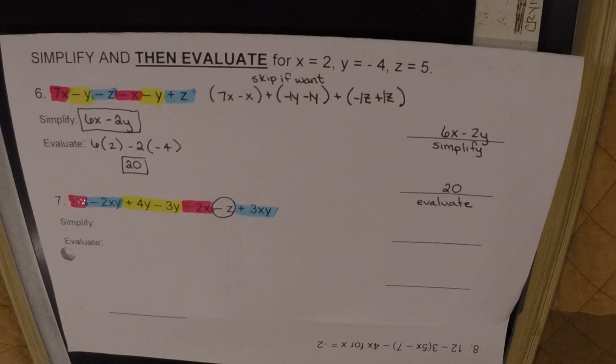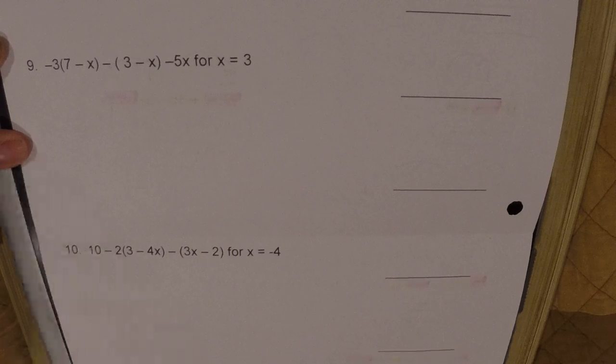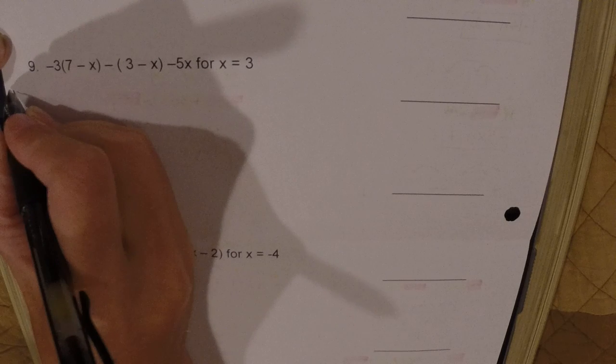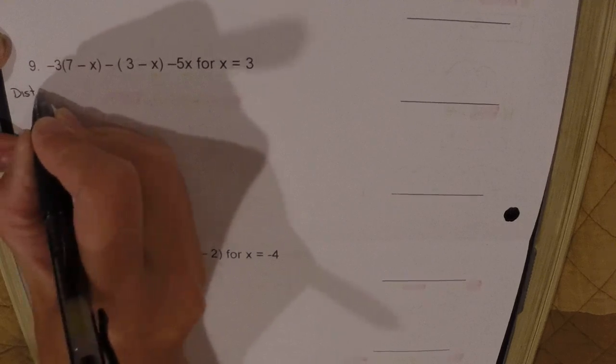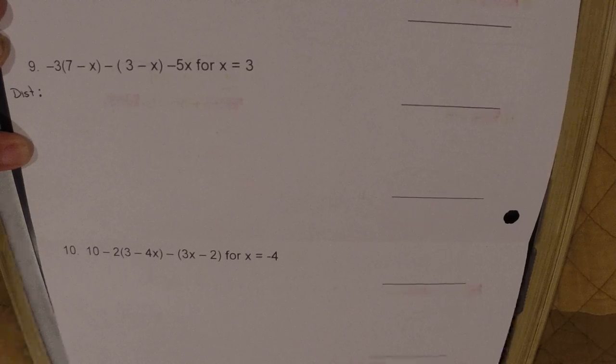Alright, so let's flip over on the back, and I'll do one more with you guys. So let's see. Which one looks good and ugly? Let's just do number 9. It's in the middle. So if we look, remember our first step is always to distribute. So we want to distribute first. Again, remember the instructions are to simplify, then evaluate.